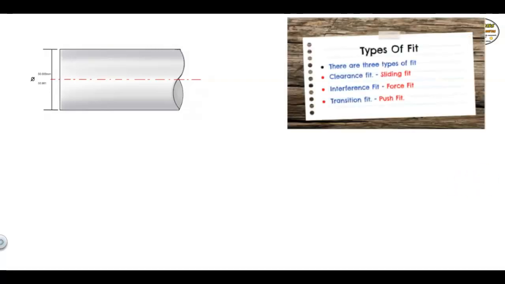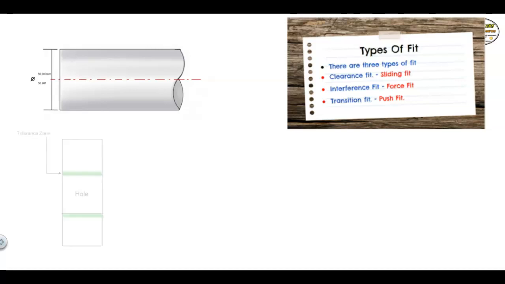Now, you have 3 types of fit. You have a clearance fit, commonly known as a sliding fit. You have an interference fit, which is commonly called a force fit, and a transition fit, which is commonly called a push fit. Now, those of you that have been in manufacturing, or you're doing some form of apprenticeship, and you're working with machinists, the difference between the 3 will be the size of the hammer you hit it with, and I'll explain that in a moment.